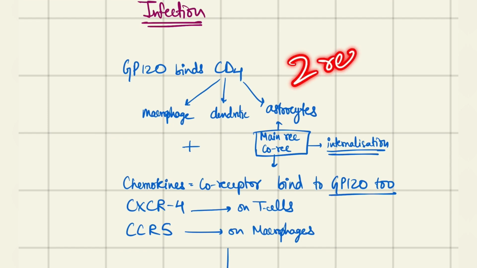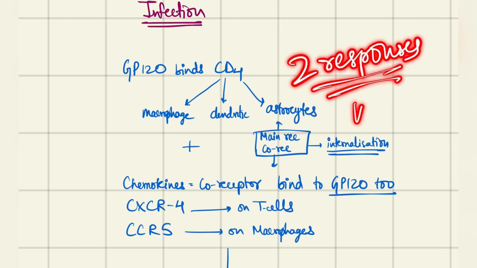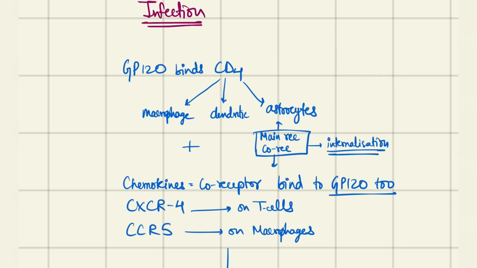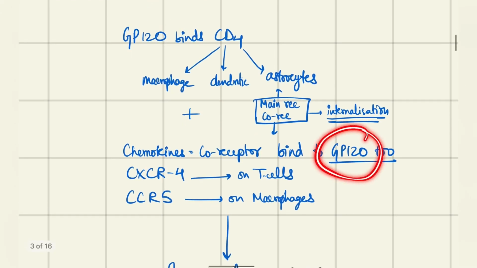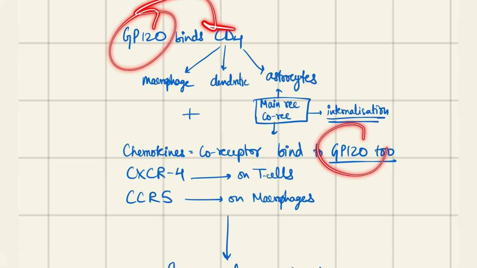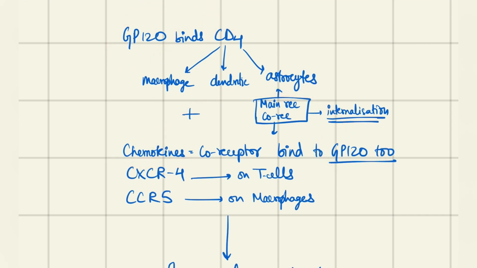There are two responses which have to occur for HIV infection to happen. The first main receptor response is gp120 binding to CD4. Then the second response is gp120 binding to the chemokine receptors. Am I clear? Which chemokines? We have CXCR4 and CCR5. Remember, pathology, second chapter, inflammation, this is mentioned. So gp120 binds to CXCR4 present on T cells and CCR5 on macrophages.